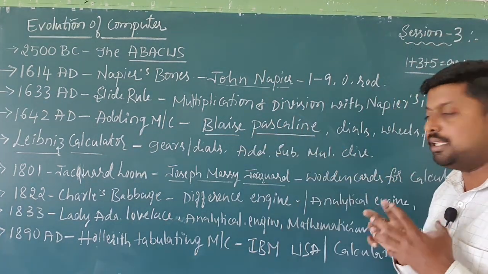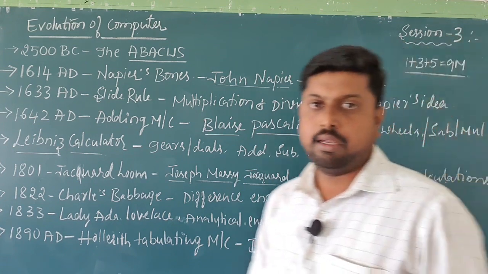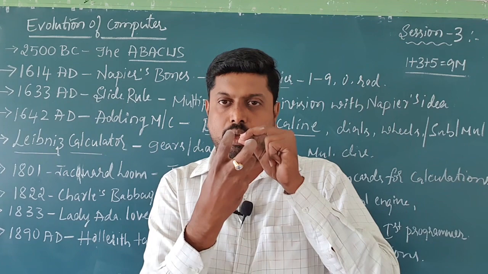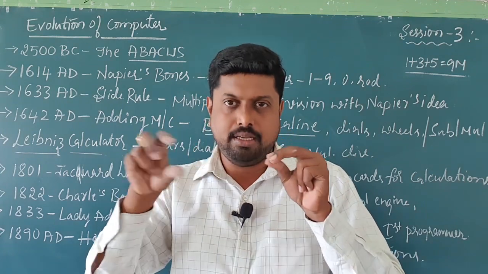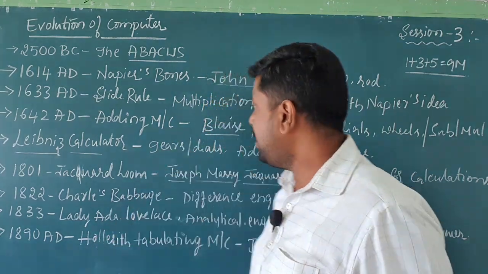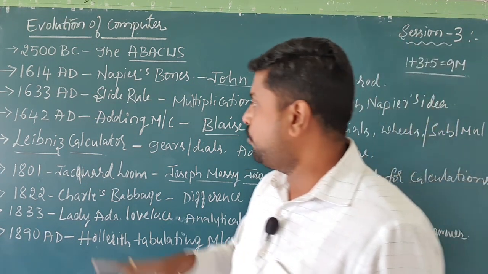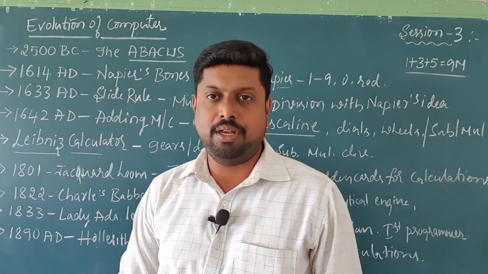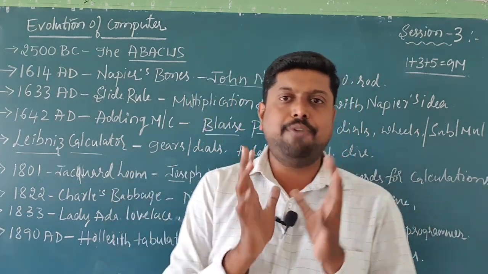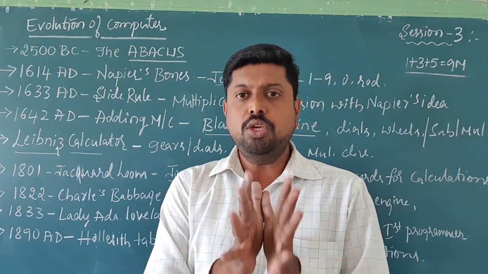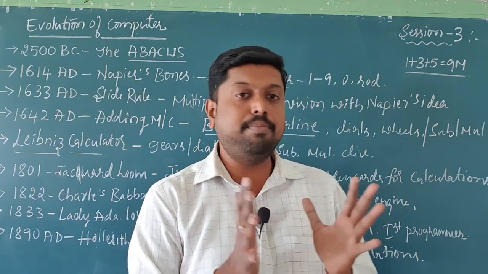With the dials and wheels. Dials means small circular-shaped components, and wheels are rotating wheels. With the help of these dials and wheels, subtraction and multiplication will be done with the adding machine. See, the adding machine is a device, also called the Pascaline device or Pascaline machine, used for subtraction and multiplication.